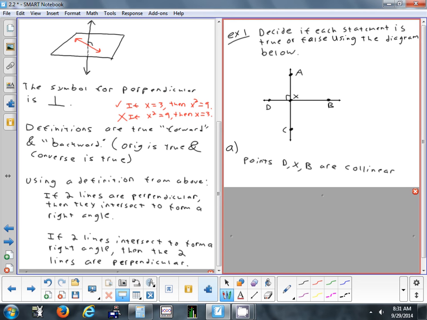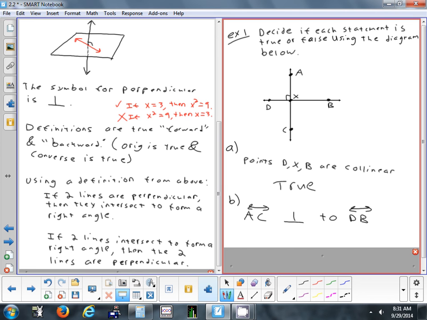Right? DX and B are collinear. Okay, is that true or false? Ariel? True. DX and B, they lie on a straight line. So that's true.